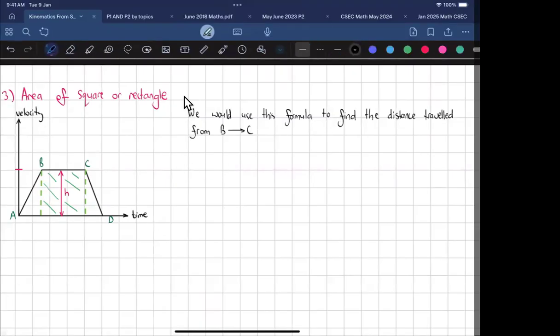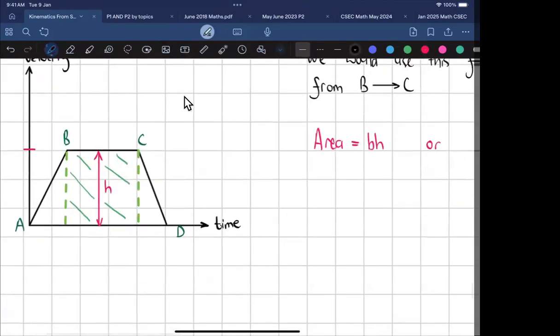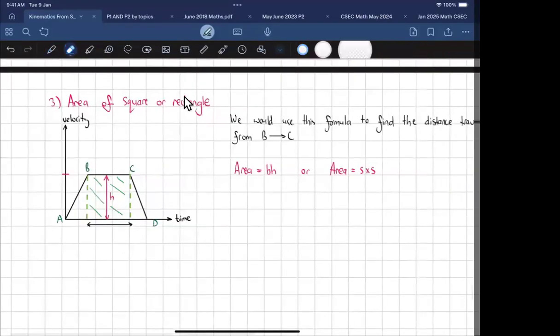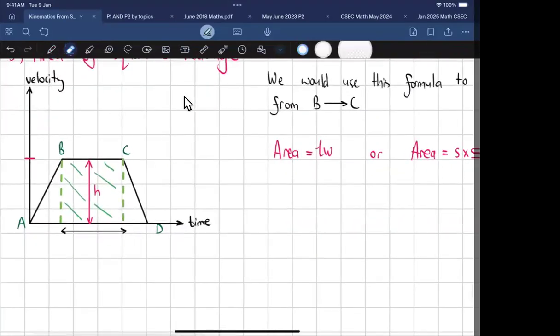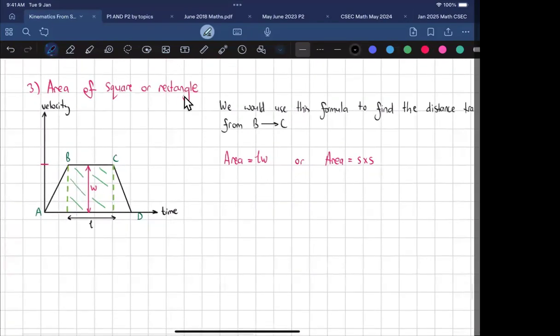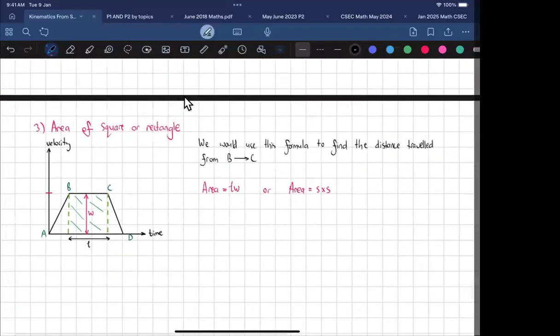So you could use base by height, or depending on if it's a square, you could use side by side. What's base by height? You would say length by width. So this would be a width, and this over here, this could be a length. Right? So copy that down, and we'll do our question.